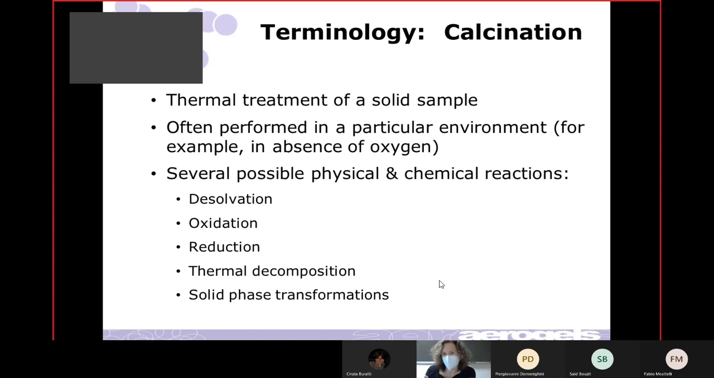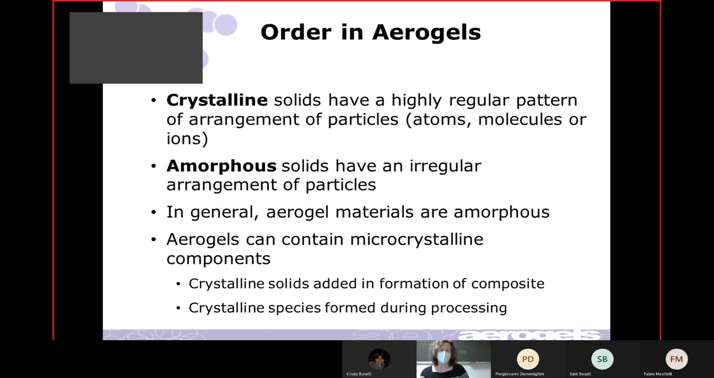And so I also want to talk about order in aerogels. And just to remind you, you probably know these terms already, but crystalline solids have a highly regular pattern of arrangement of the particles. So if it's an ionic compound, a salt, it would be a highly regular pattern of arrangement of the ions in the salt. So if you had sodium chloride or table salt, the sodiums are arrayed in particular ways compared to the chlorides. But you can also have sugar, right? Table sugar is a crystalline material. The sugar molecules are in a particular pattern relative to each other. And you can have crystalline atomic samples as well.